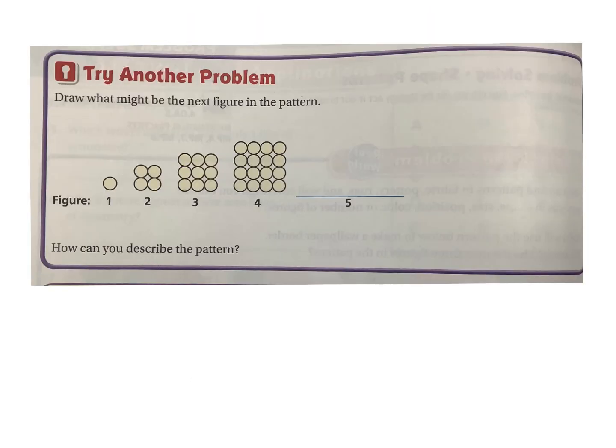Let's look at this pattern. They want us to draw what might be the next figure in the pattern. Well, first I need to try and see what the pattern is. Here's the figure in sequence 1. There's just one ball there. Sequence 2 is a 2 by 2 circle set. So it's 2 up and 2 over, making a total of 4.